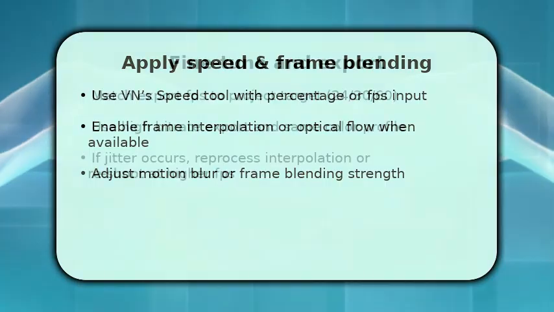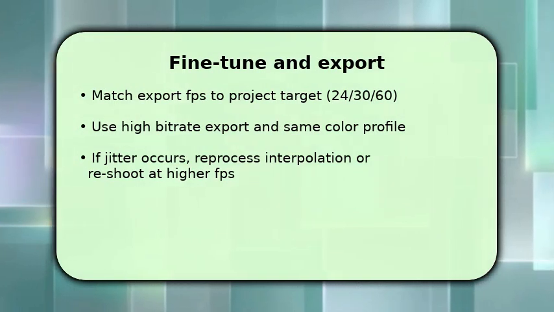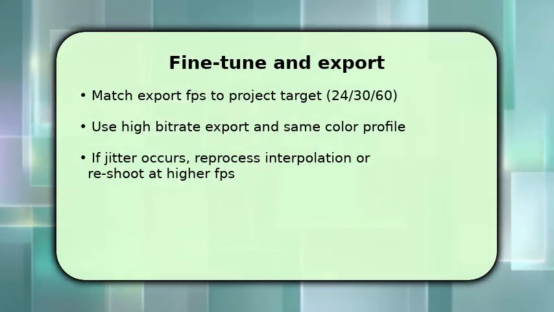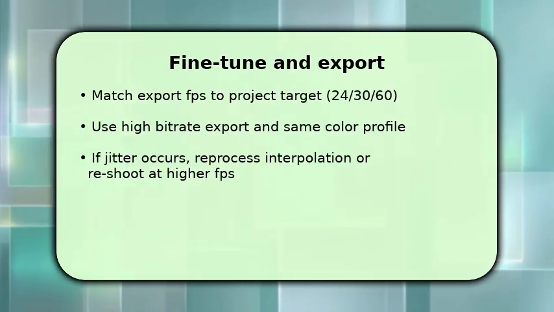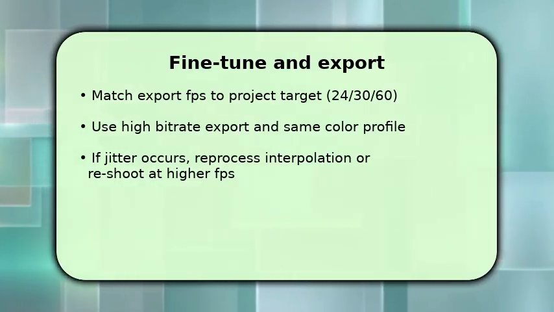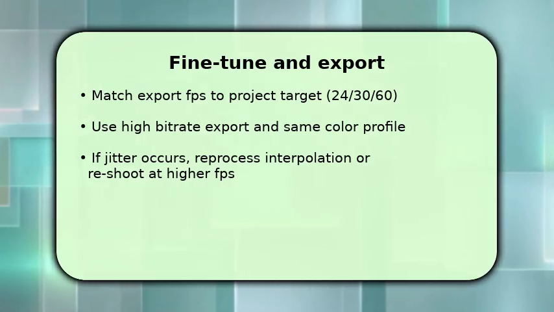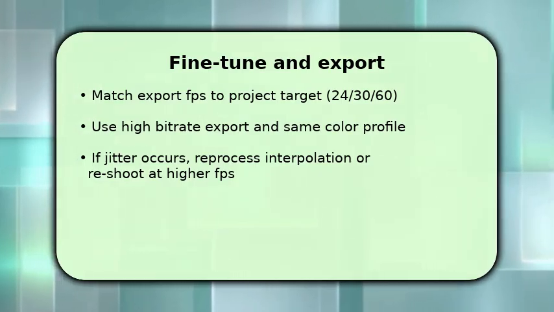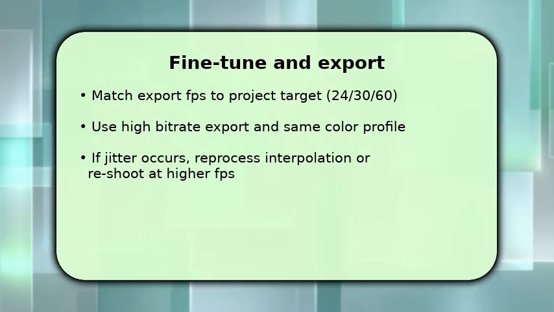After smoothing, play the full clip to check for temporal artifacts and edge warping. If satisfied, set export frame rate equal to your project target, don't upsample or downsample unnecessarily, and choose a high bitrate and matching color profile to avoid compression stutter.